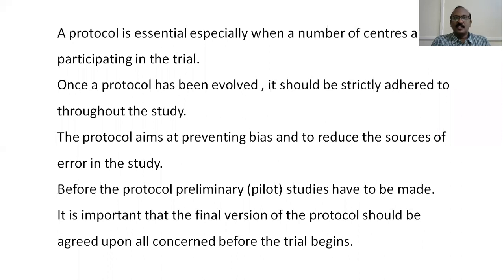A protocol is essential, especially when a number of centers are participating in the trial. So basically, the protocol forms a very important part of a multi-centric trial. Once a protocol has been evolved, it should be strictly adhered to throughout the study. It means that you cannot change it in the middle of the study, and the conditions put up in the protocol have to be strictly followed. The protocol aims at preventing bias and reducing the sources of error in the study. That's why it has to be drawn first.